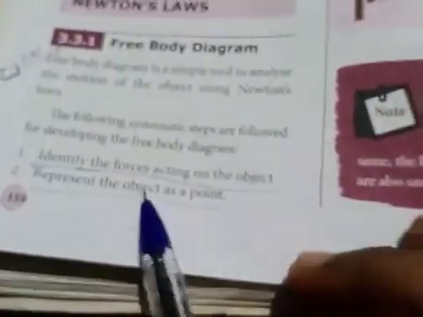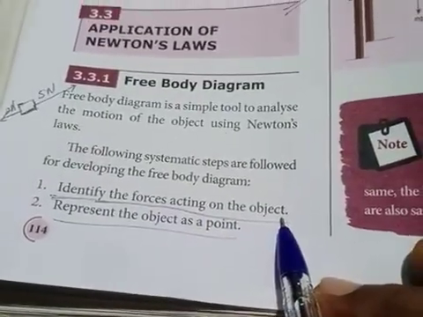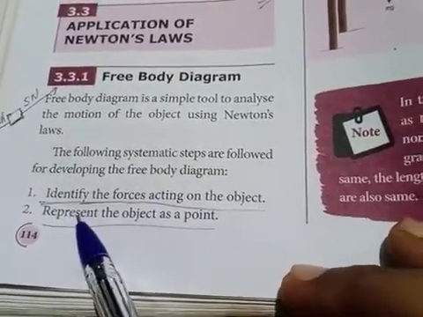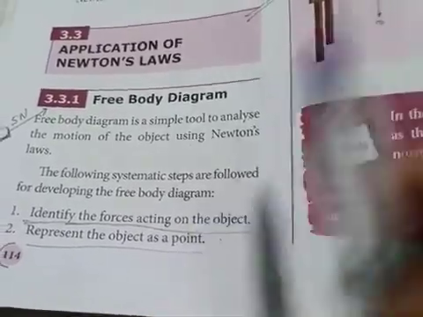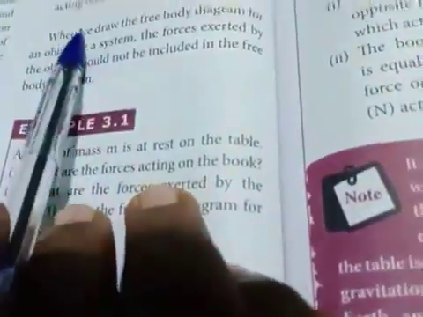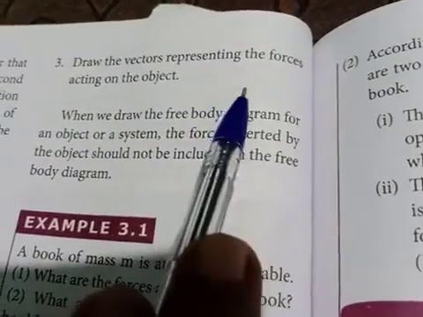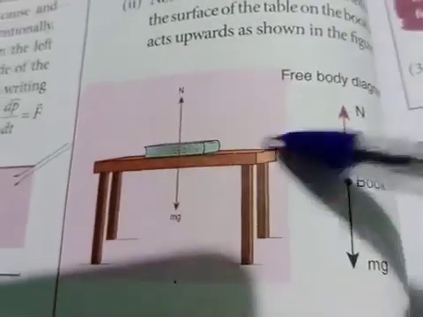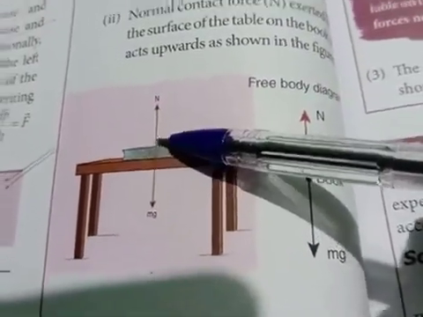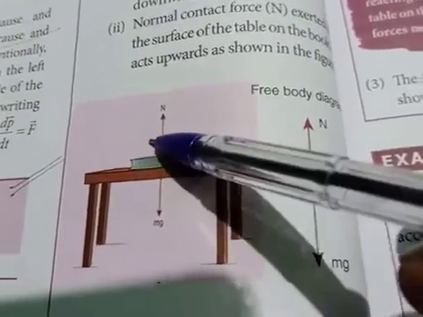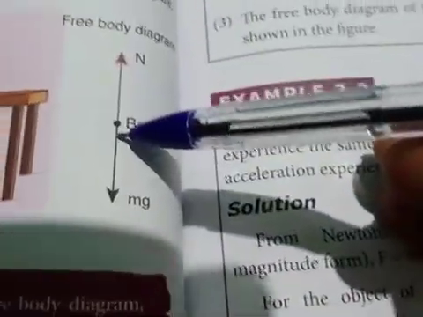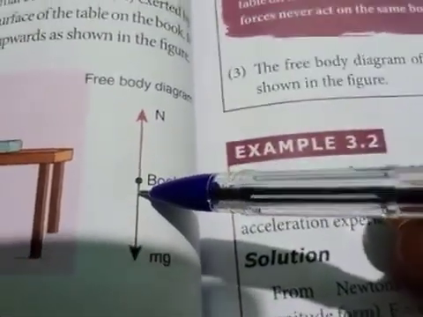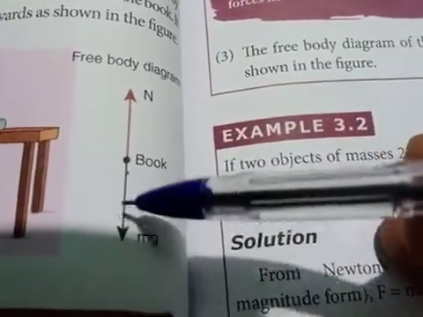For that some conditions are there. The first condition is identify the forces acting on the object. Second is represent the object as a point. Third thing, draw the vectors representing the forces acting on the object. First, we have to identify the forces acting on this object. Second, we are representing this object as a point. You see the book.